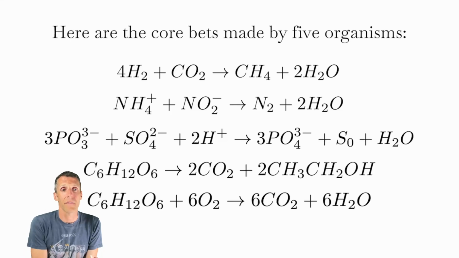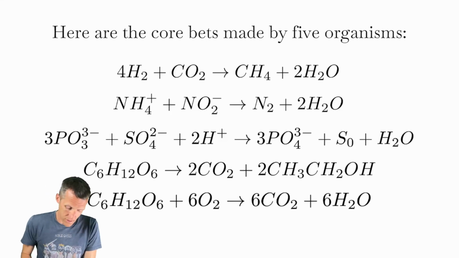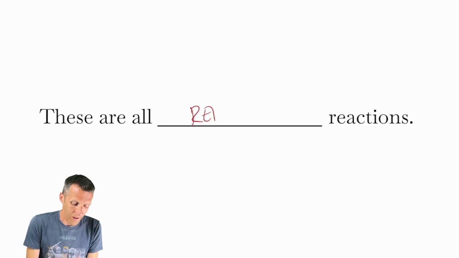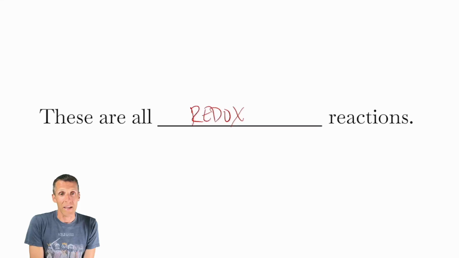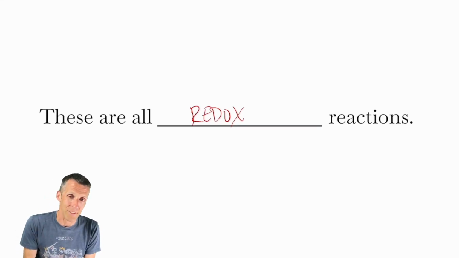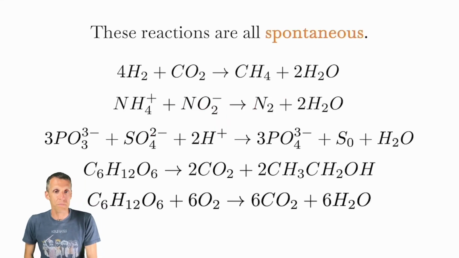So it turns out they all make similar bets, and here are the core bets that are made by 5 different organisms. So this is a good point to pause. Pause and think for a second: what unifies all 5 of these reactions? All right, you unpause. I am going to say that all of these reactions are redox reactions. Super exciting. Now, if you're like a lot of students in the classes I teach, your face has just fallen because you're like, oh no, redox is so complicated. Cells love redox. So we're going to be doing a lot of redox chemistry in this class. But don't worry, we're not going to deal with it right now. For the moment, we're just going to say that these are all spontaneous redox reactions.